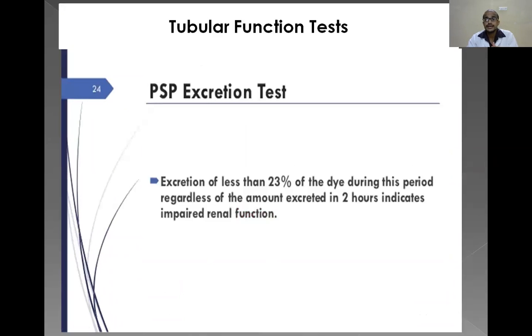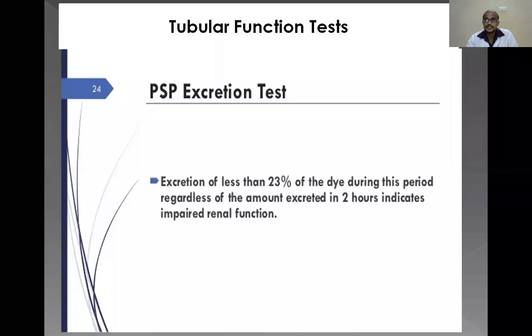And coming to assessing the tubular functions of the kidney. The tubular function, which is nothing but the reabsorption function of the kidney, is assessed by the PSP excretion test, the phenol sulfonphthalein excretion test. It is a dye. It is given to the patient, and after that, it is estimated in the urine. If the excretion is less than 23% of the dye in 2 hours, it indicates impaired renal function. Okay, if it is less than 23%.